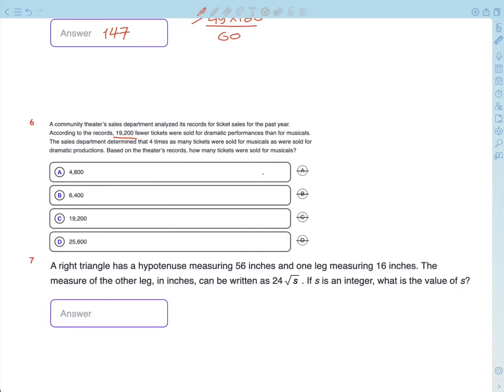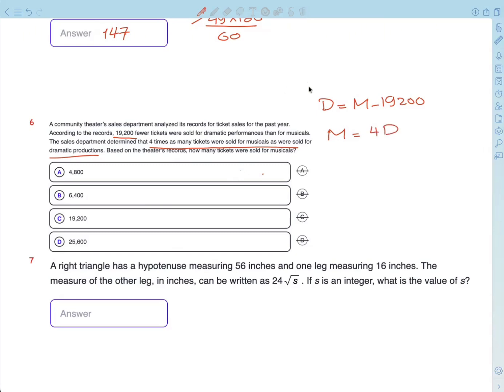So let's start. We have 19,200 fewer tickets were sold for dramatic performances than for musicals. It means we have D, the dramatic, equals M minus 19,200. And this is the first equation. The second one: the sales department determined that 4 times as many tickets were sold for the musicals as were sold for the dramatic productions. It means M equals 4D.